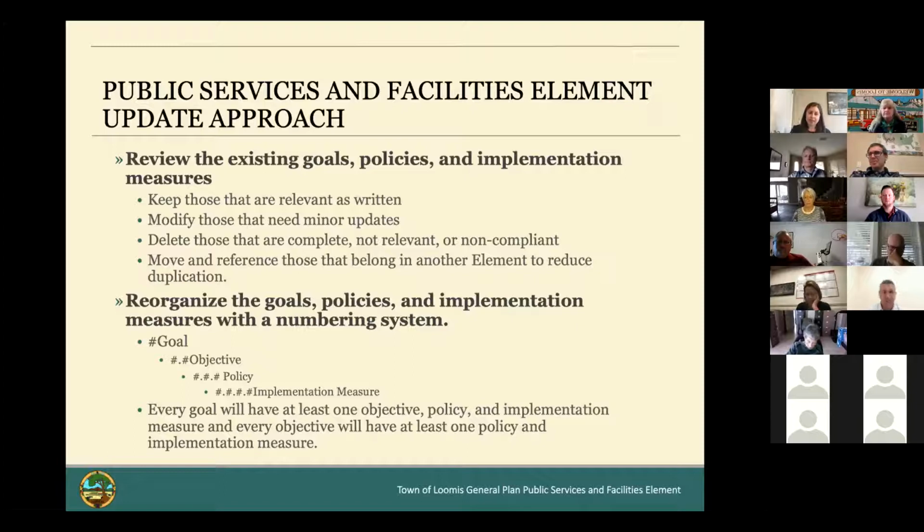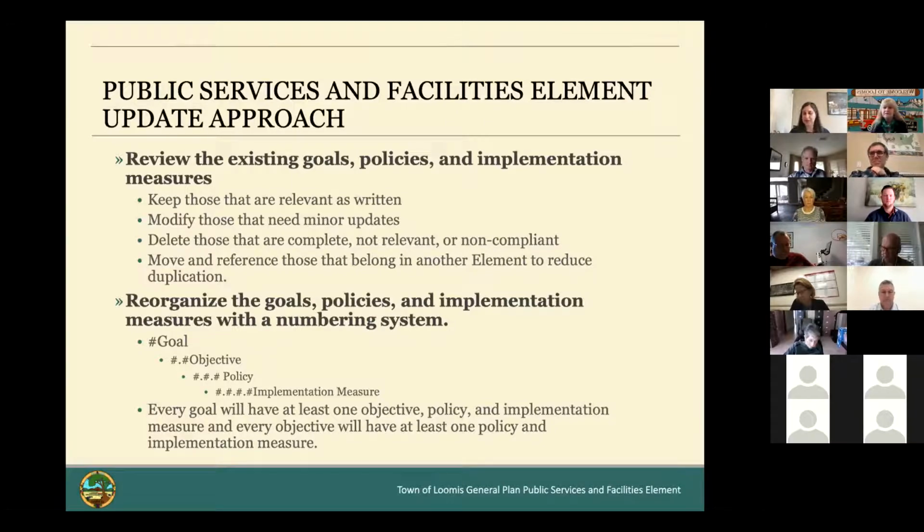Another update approach is reorganizing the goals, policies, and implementation measures with a numbering system and an order. So right now, there's a clump of goals, a clump of policies, and a clump of implementation measures. There are no objectives that are listed for public services and facilities.